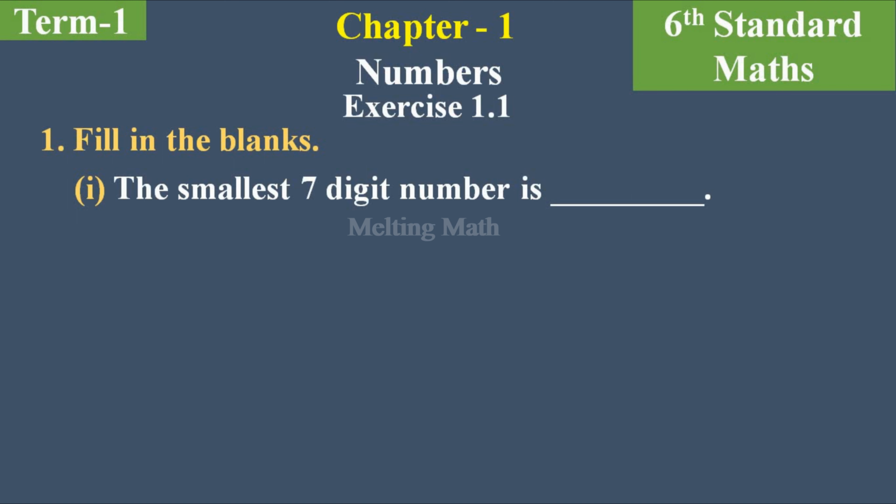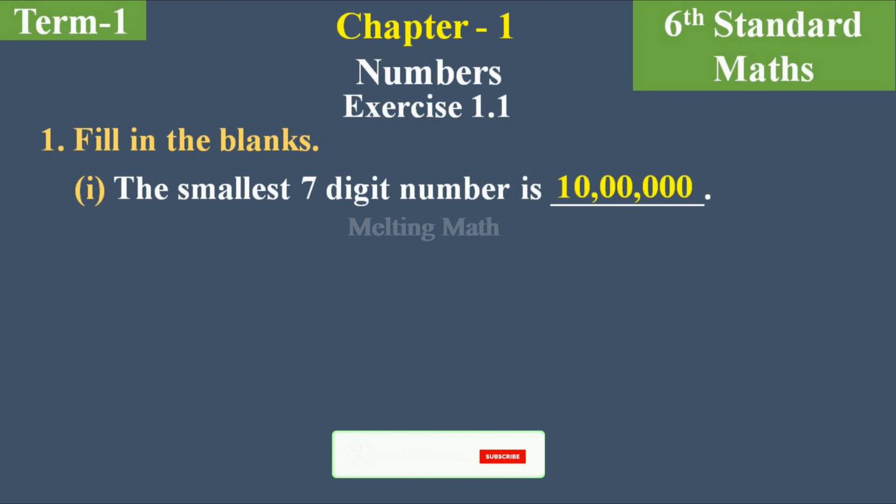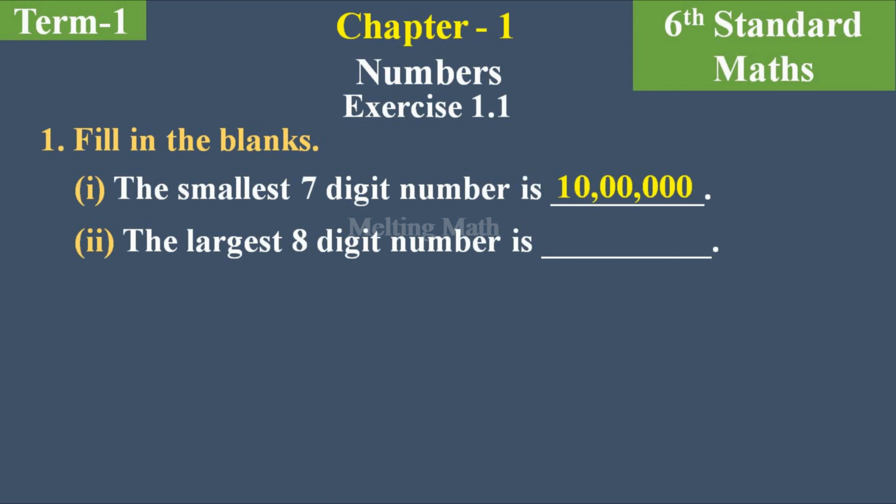So just write the first digit as 1, then 6 digits remain, so write 6 zeros with it. If a number has 6 zeros, that comes under 10 lakh. So the smallest 7-digit number is 10 lakh. Next, see the second one. The largest 8-digit number is dash.